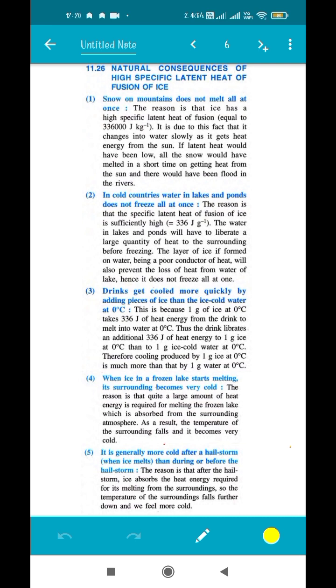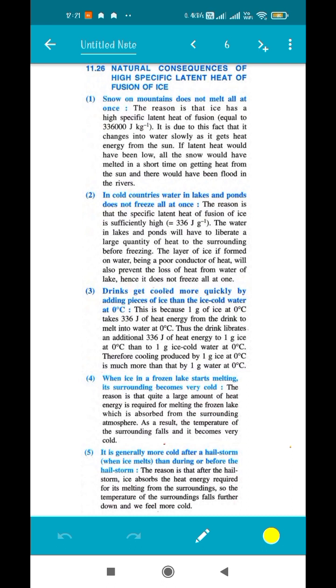Drinks get cooled more quickly by adding pieces of ice than by ice cold water at 0 degrees Celsius. So if you put ice in a glass of water, and in another glass of water you put ice cold water, the glass which contains ice cubes will cool faster. What happens? The heat from the water is taken away by the ice much more rapidly as compared to the ice cold water, because we have just learned that ice requires a huge amount of energy to melt. So in order to melt, it has to take energy from the surrounding water itself. This doesn't happen in the case of ice cold water.